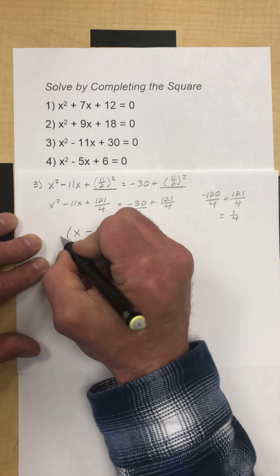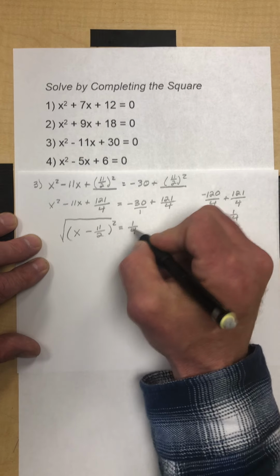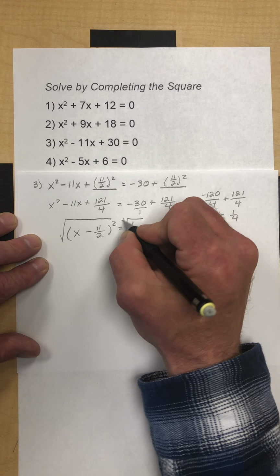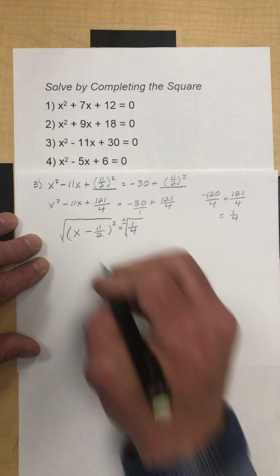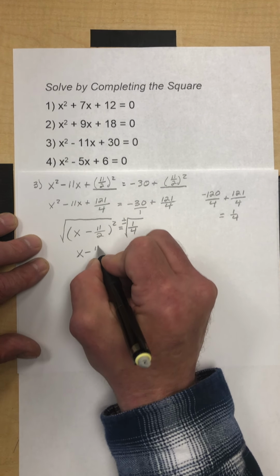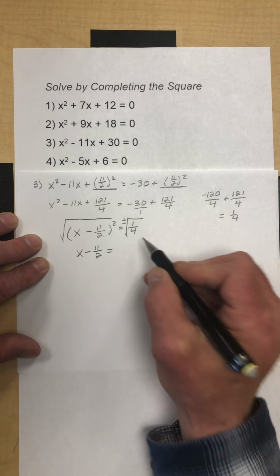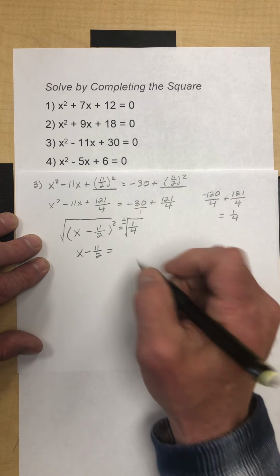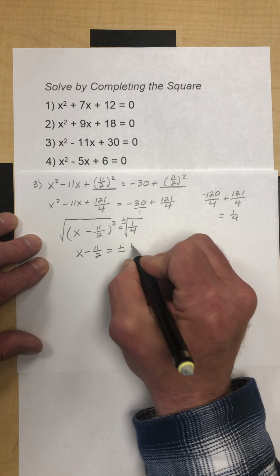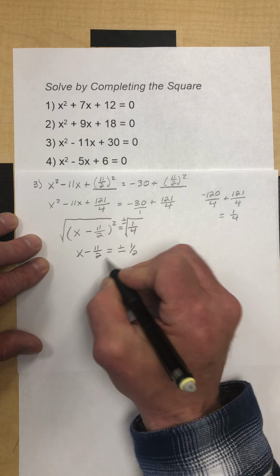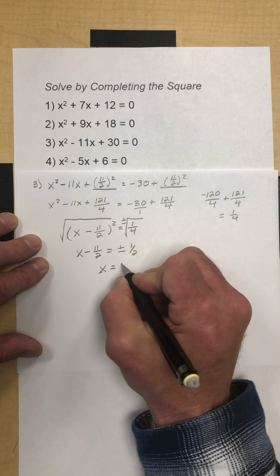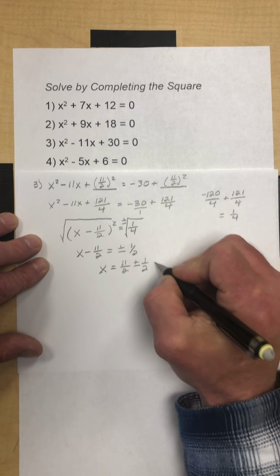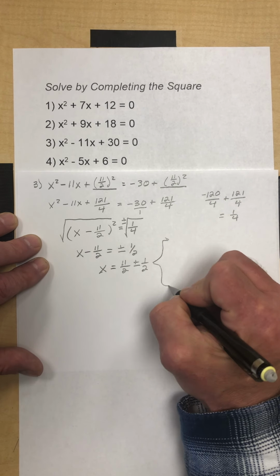Take the square root of both sides. Again, anytime I take the square root of a positive number, it has 2 of them, so that's plus or minus. So x minus 11 halves equals, once again, 1/4 is a perfect square. Square root of 1 is 1, square root of 4 is 2, so we get plus or minus 1/2. So adding 11 halves to both sides gives me 11 halves plus or minus 1/2, and that will take me to my 2 solutions.